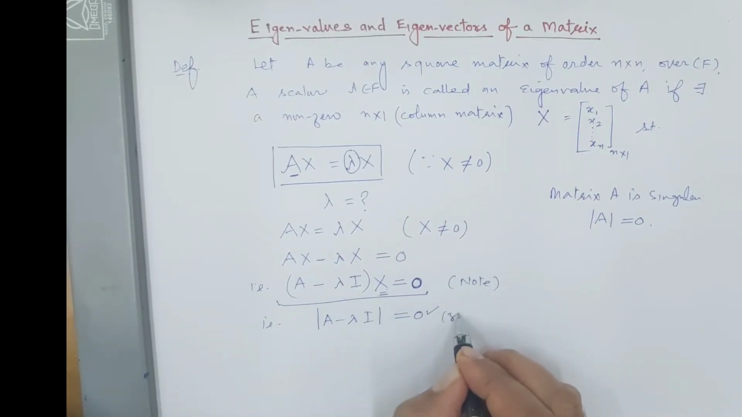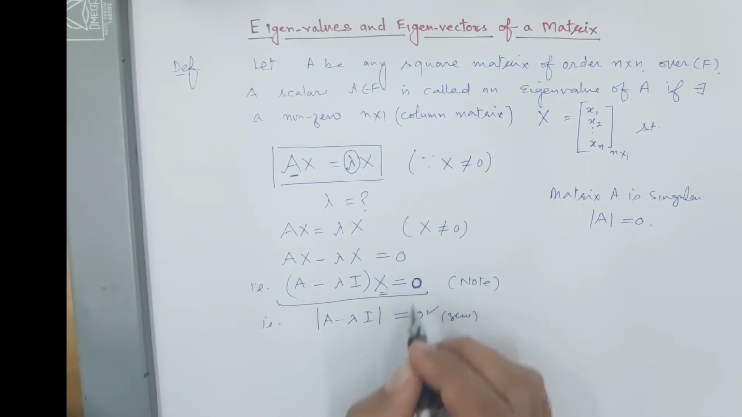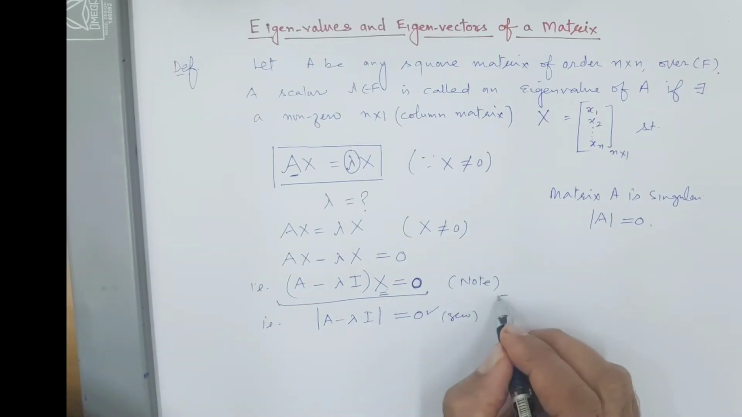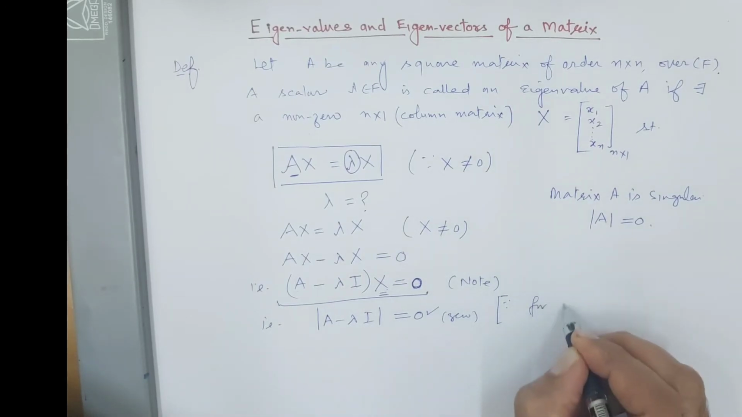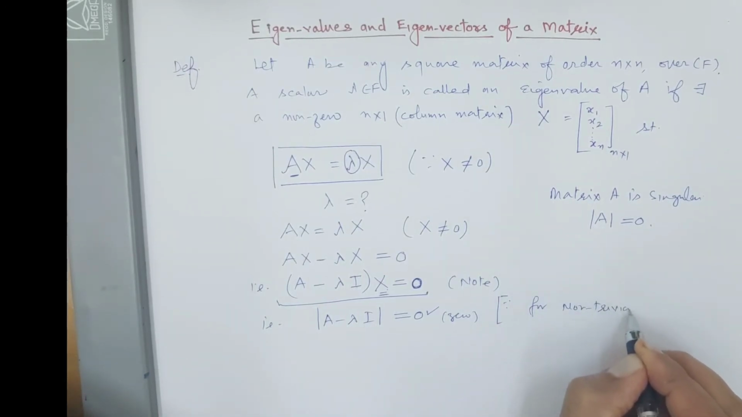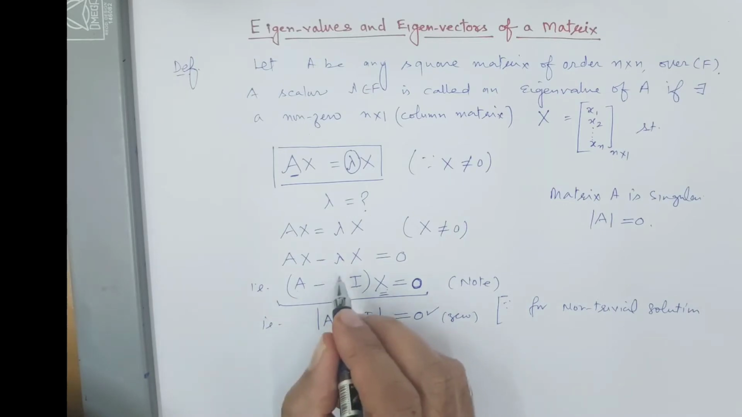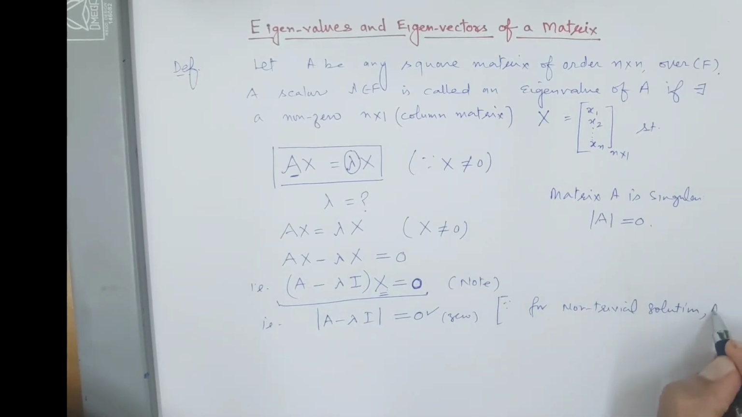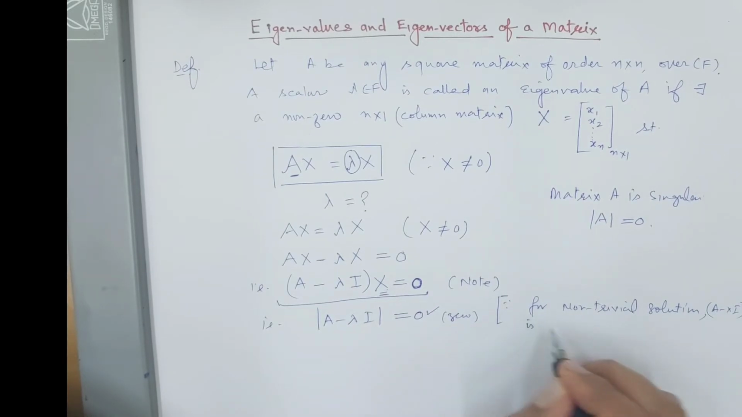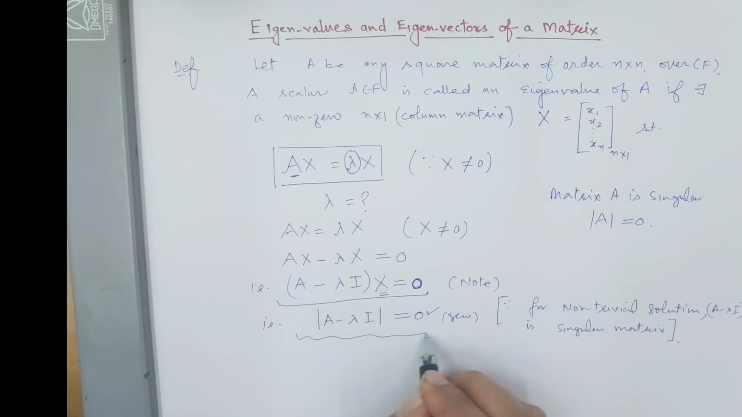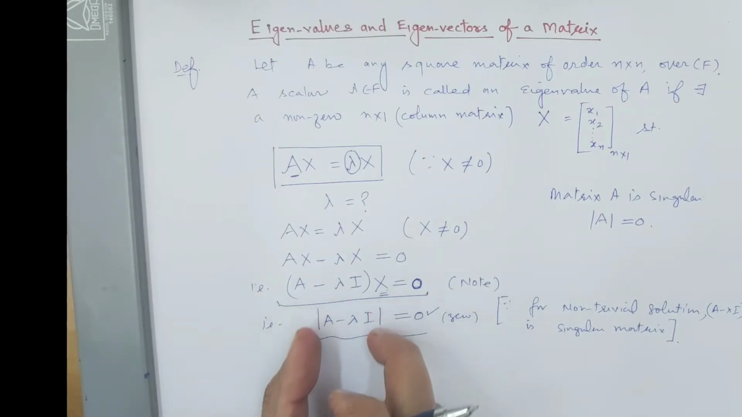This is 0. This is not 0. This is null matrix. A minus lambda I determinant equal to 0. We can write here because for non-trivial solution, determinant of this matrix should be 0, or matrix A minus lambda I is singular matrix. This is the main equation where we find lambda.